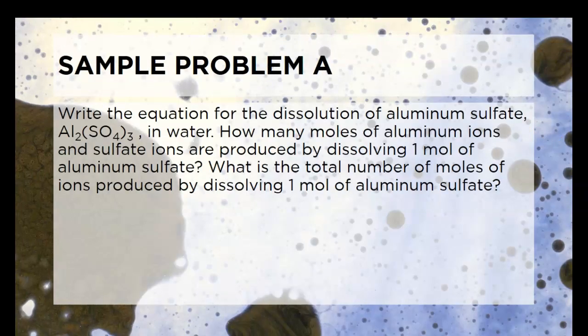So we just want to look at a sample problem talking about how many ions we'll see, how many moles of aluminum and sulfate ions we're going to see in this dissociation process, looking specifically at aluminum sulfate.